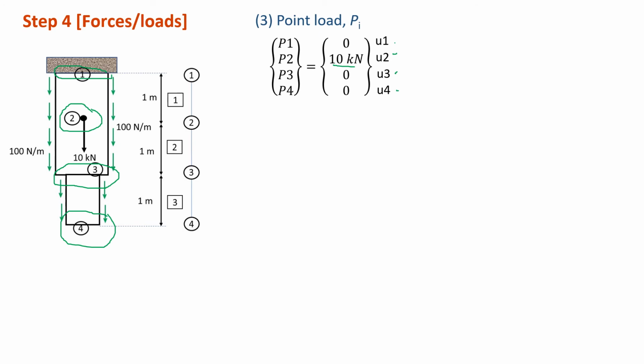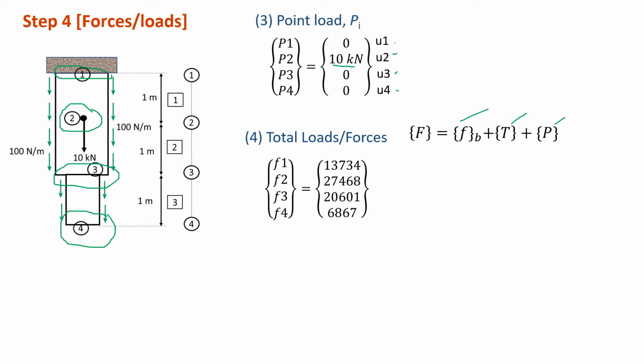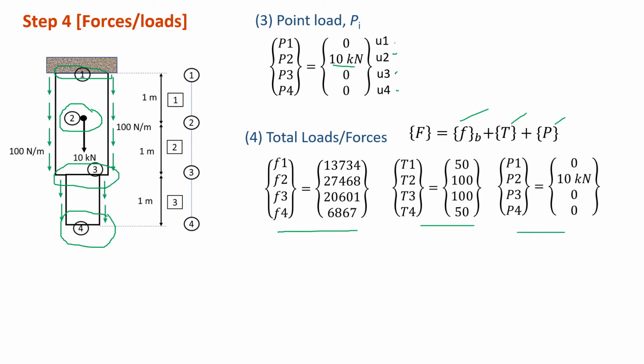Once we have solved the body force, the traction force, and the point load for the whole system, now we need to get the summation of the forces, or the total forces acting on our system. So the total load of forces, F, is equal to the body force plus the traction force plus the point load. So recall the body force, the one that we have calculated, the traction force and the point load. You just need to add according to row.